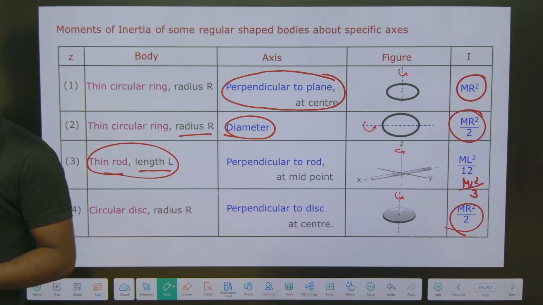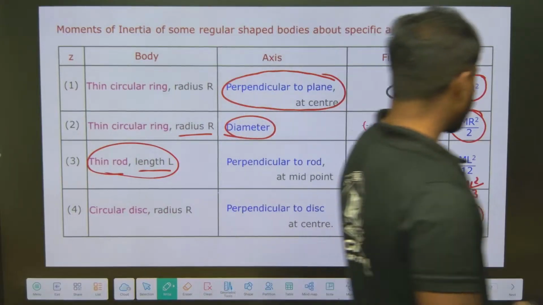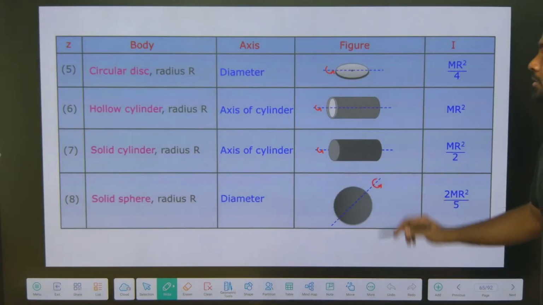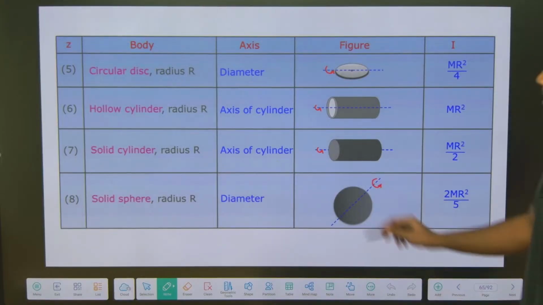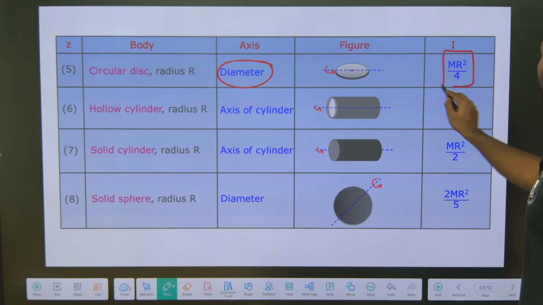Done? Can we go for the next one? So the next one is the circular disc, axis is a diameter. The formula is mr square by 4.